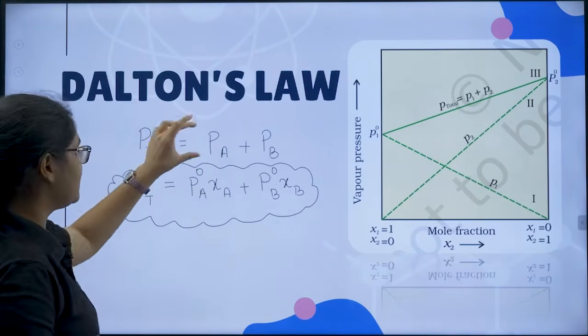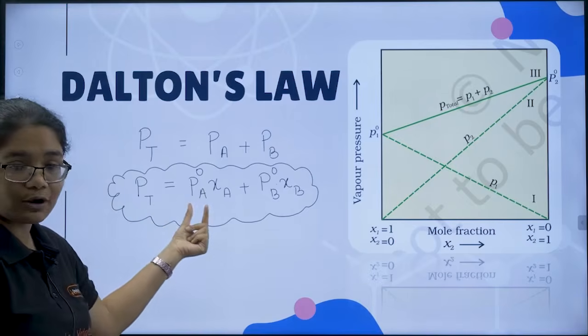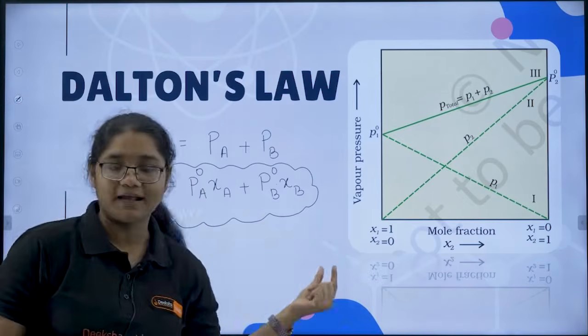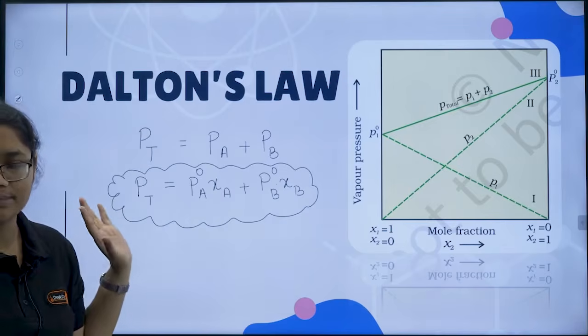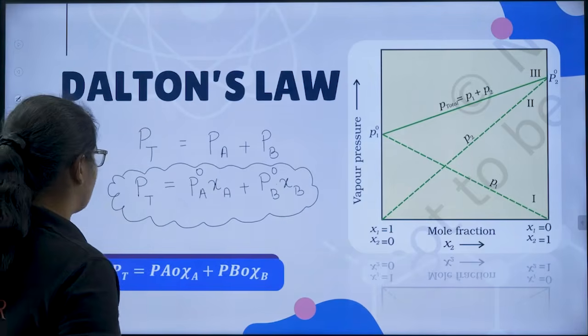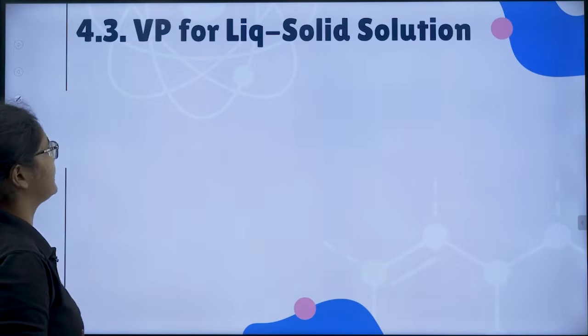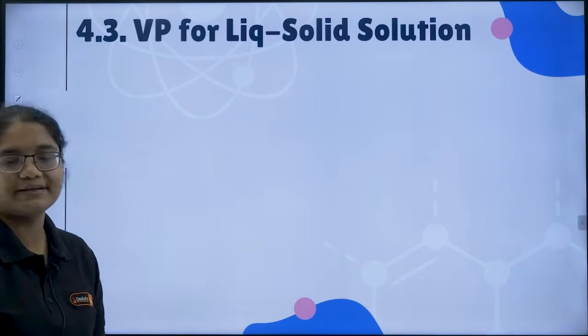Okay, and PA is P naught A XA, this is according to Raoult's law. PB is equal to P naught B XB, this is according to Raoult's law. Okay, clear? Now let's move to the next thing, vapor pressure for liquid solid solution.